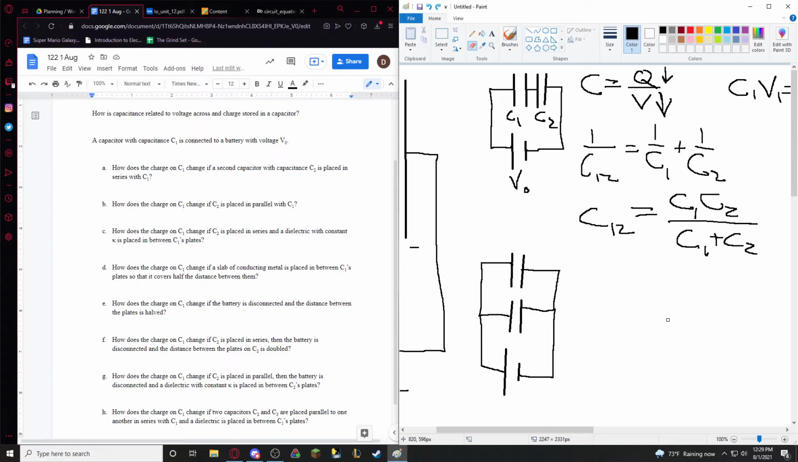It doesn't really make sense. We connect another capacitor. Why doesn't the charge on the first one change? That's physics for you.